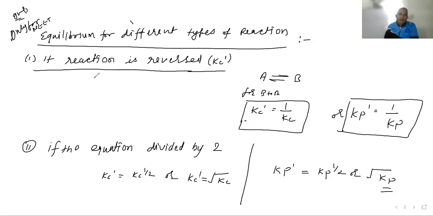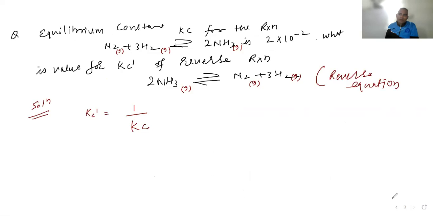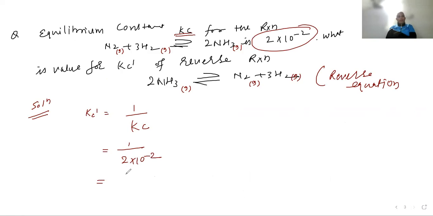For the reversed equation, Kc dash is equal to 1 upon Kc. The Kc value they have given is 2 into 10 power minus 2. So we write 1 upon 2 into 10 power minus 2. What will the answer be? Tell me the answer. Options are given.